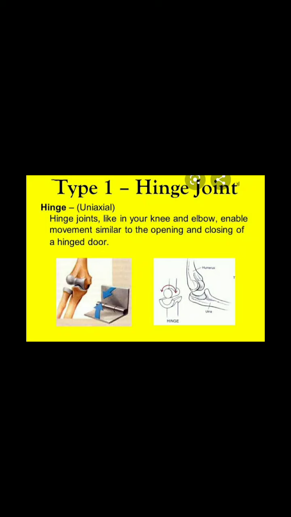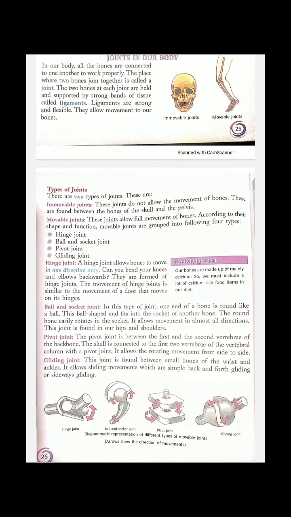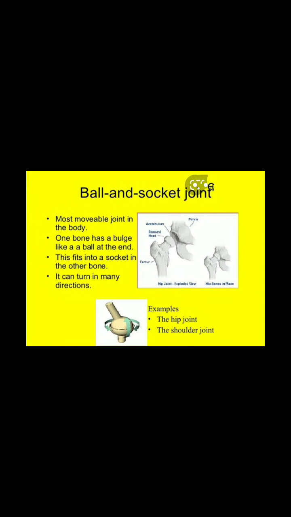These are very strong joints, and along with elbow and knee, they are present in our toes and fingers also. Next comes the ball and socket joint. Ball and socket joints allow maximum movement of our body. In this, a ball-like projection of one bone fits into a socket-like projection of the other bone, and hence the name given is ball and socket joint.